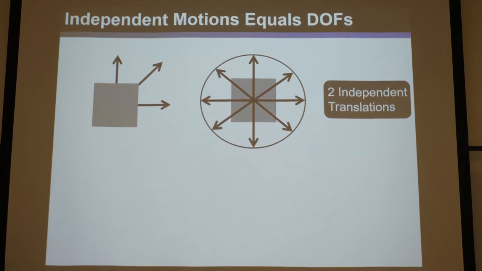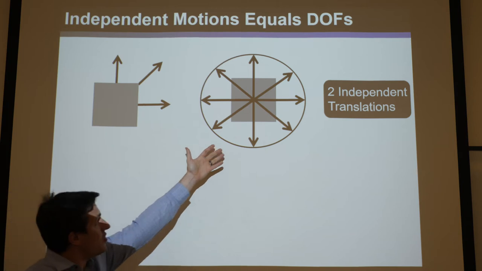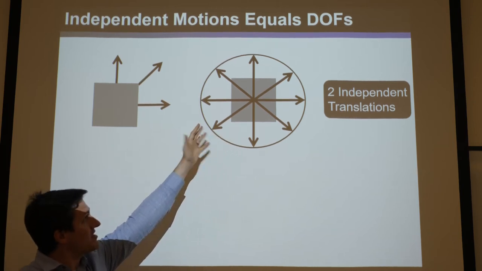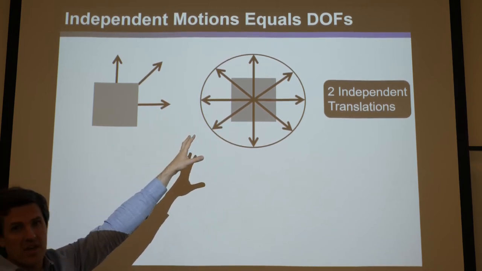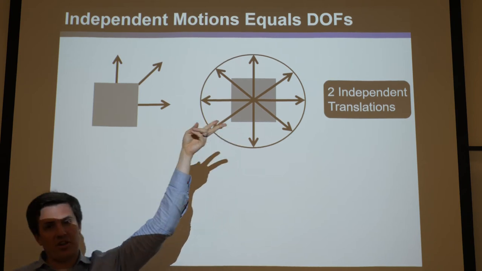Anytime you have 2 or more degrees of freedom, they will combine to generate an infinite number of combinations, a different number of motions. And in this case, if you have 2 independent translations, you get the infinite number of translations in that plane. Okay, so you already know that. And what you already know is that there's really only 2 degrees of freedom in this infinite space of permissible motions. So even though there's infinite permissible motions, only 2 are independent.